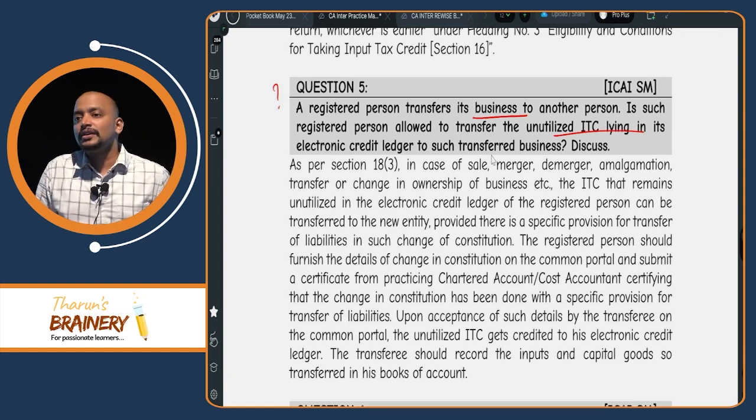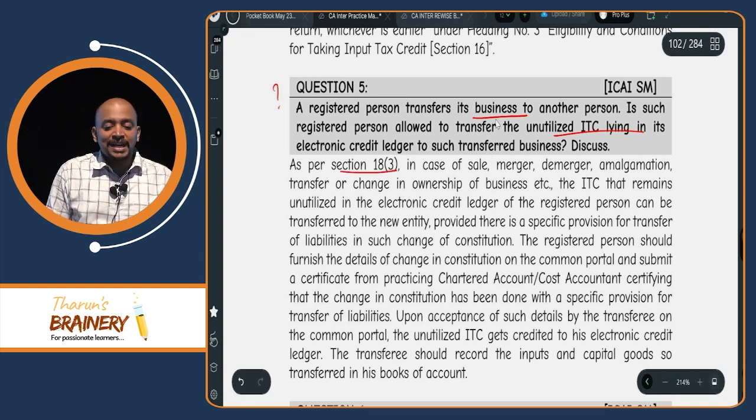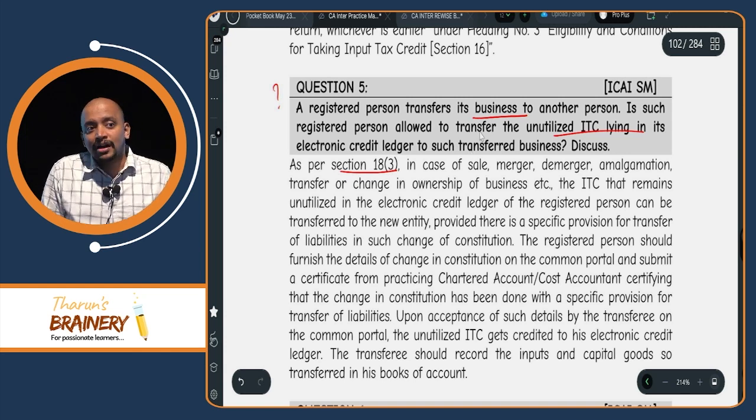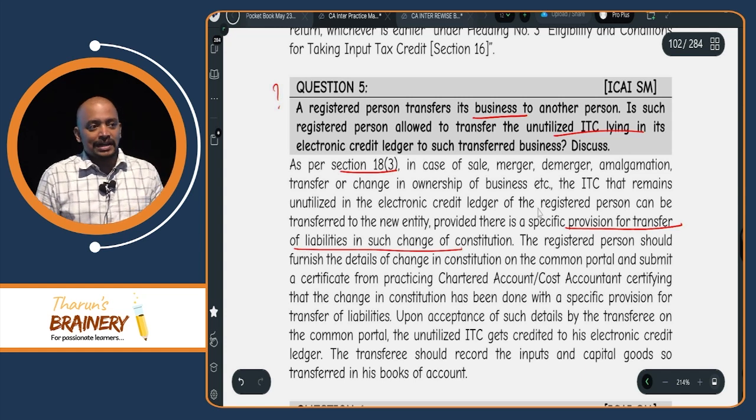Yes. Section 18 subsection 3. But this transfer of business should be with specific provision for transfer of liabilities.